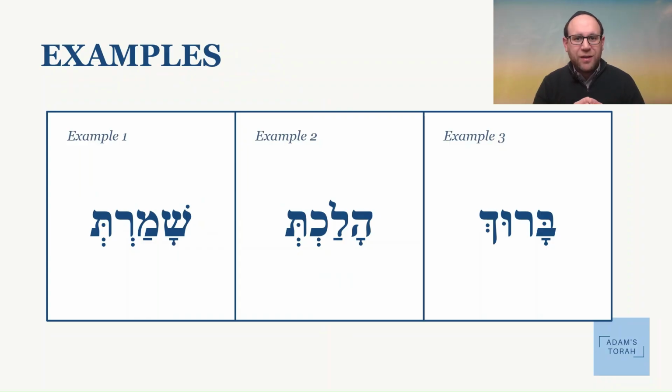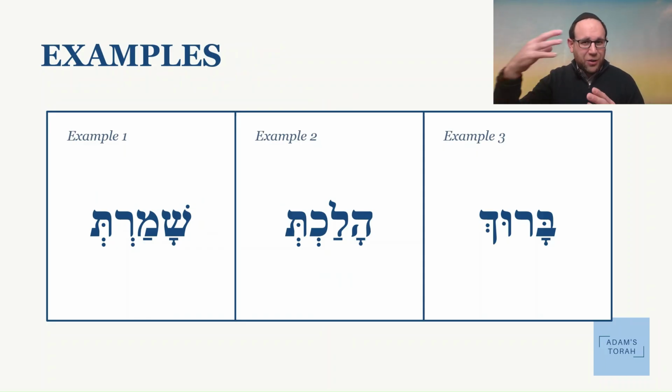Example number 3 is the word baruch. Baruch, every bracha we say starts with Baruch Atah Hashem. You'll notice that there is a Sheva underneath that final letter, the chaf sofit, and it is silent. You can almost ignore it. You could pretend it's not there.